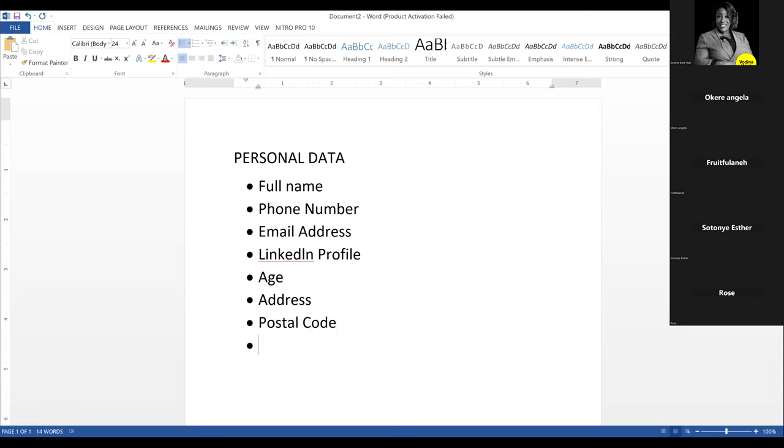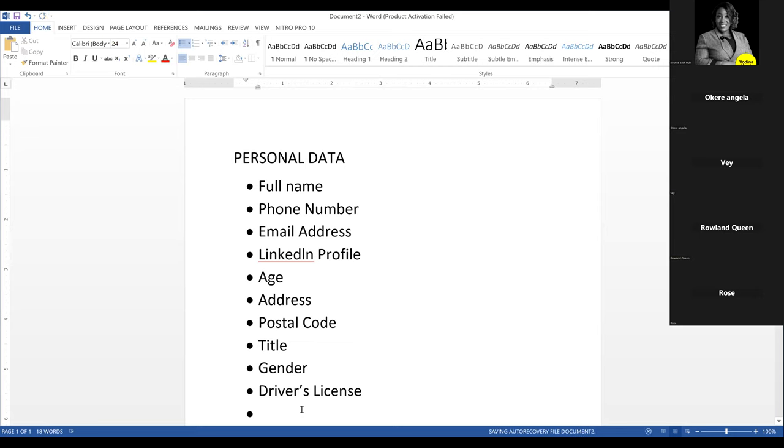Postal code. Email address. UK driver's license. Your title. Gender. The cashing name for your profession. That's title, yes. Okay, let me put driver's license because there are Canada people also here. What else? Okay, let's stop there before you people start adding local government and community and all that.